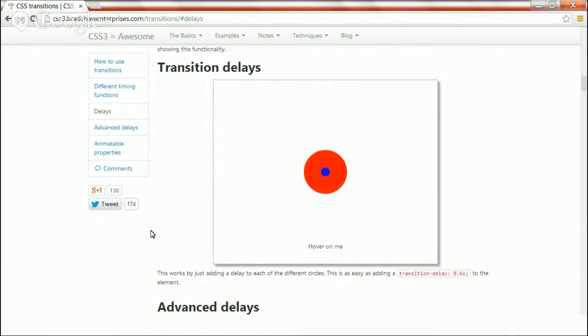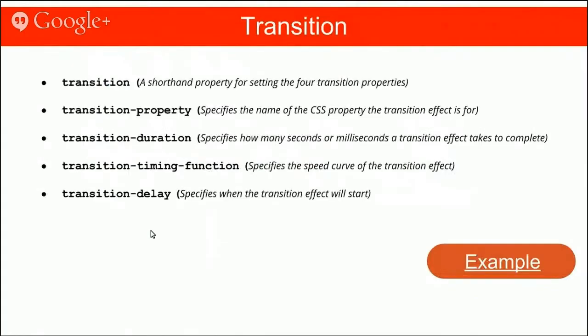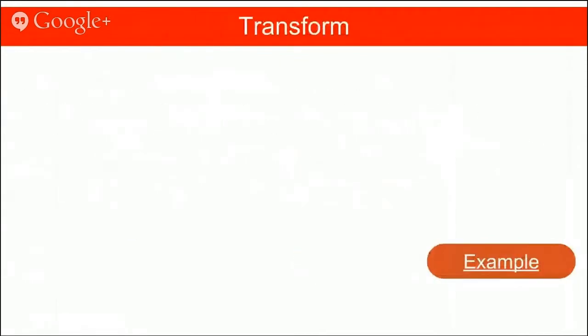Now let's move back to the presentation. So let's move to the second property of animation, that is transform. For the transform property, we can actually create an animation for an element by changing its shape, size, or position. So we can actually create 2D or 3D transformations using these transform properties.